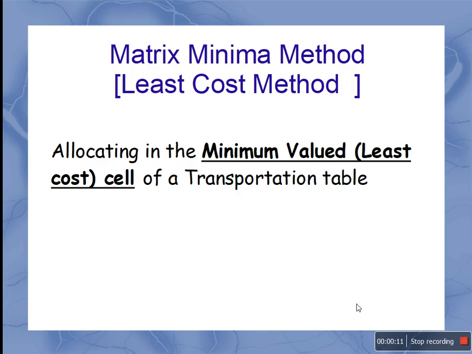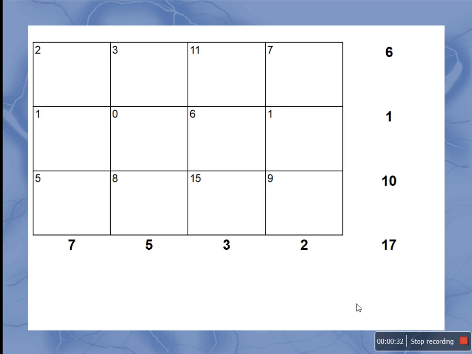What is matrix minima method or least cost method? Matrix minima means the minimum valued cell of a transportation problem. So this method is nothing but allocating in the minimum valued cell, that is the least cost cell of a transportation problem. Here is our balanced transportation table.